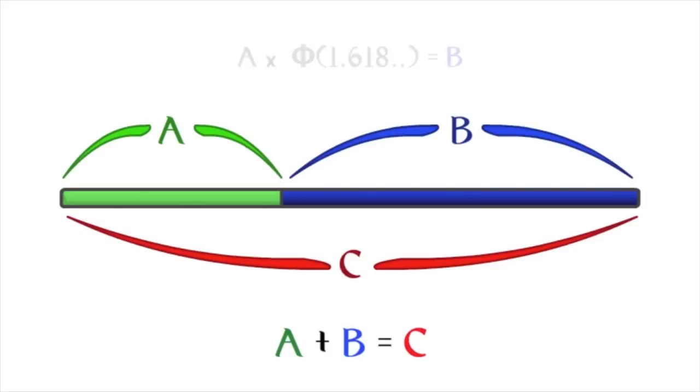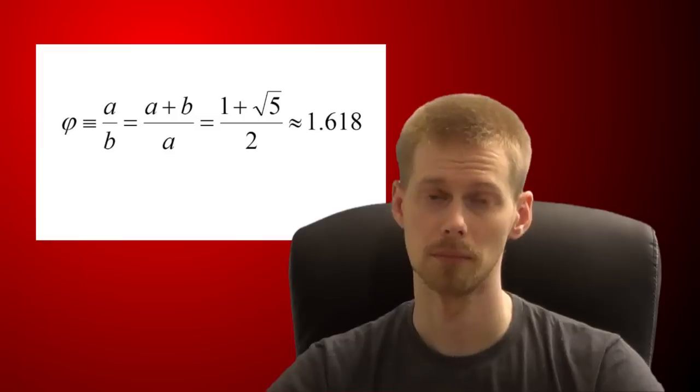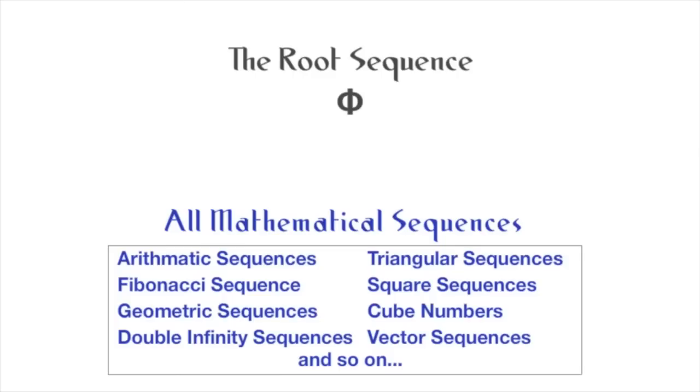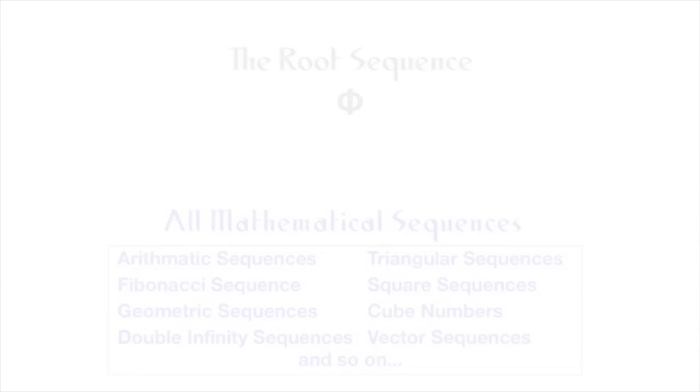The length of A plus B is equal to the length of C. This ratio is 1.6180339 and continues on forever. Well, good enough, I suppose. It is also believed that phi is the mathematical root of all other sequences. No, as we will see later on, it's not.